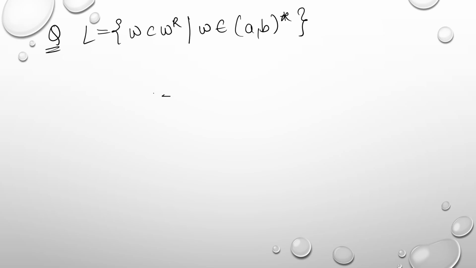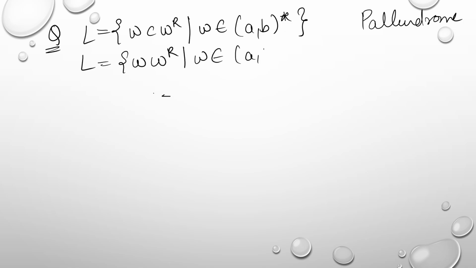So now, when we see this question, this is basically for palindromes. Here we have two types of questions. One is w c w^R, one is w w^R, where w belongs to {a, b}*, or even {0, 1}*. That's also the same thing.